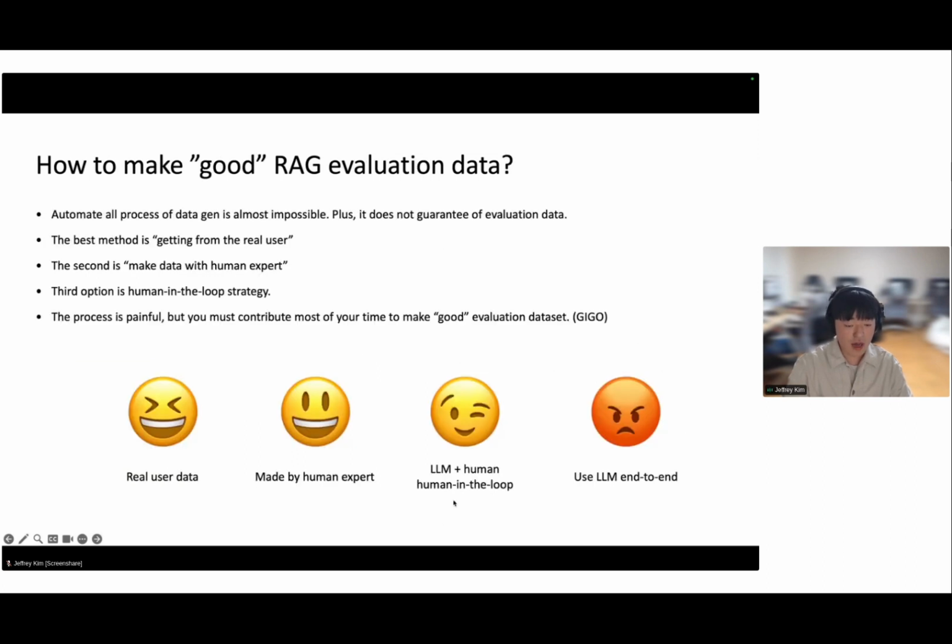And how can you make it? There are several methods, but the best method is getting it from real users: real users' questions, real users' answers and their passages. This is the best method. But in many real-world scenarios, it is almost impossible to get great results from real users.